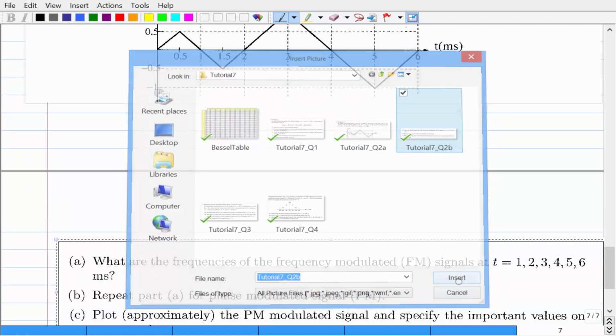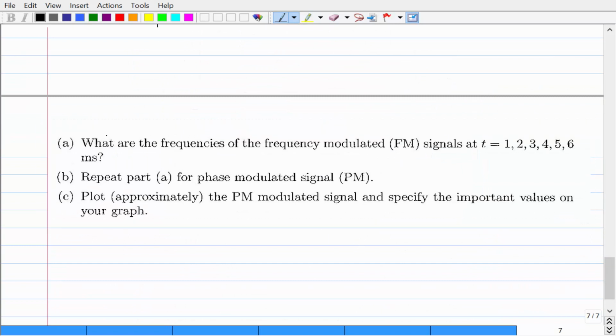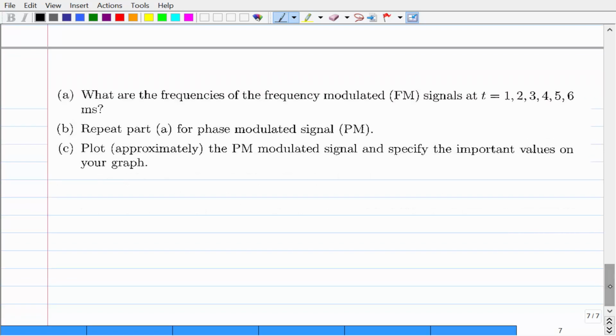This is the next part of the question. Actually, there's a little bit of work on that side. So A, what are the frequencies of the FM signal at 1, 2, 3, 4, 5, and 6 milliseconds? Repeat the same for the phase modulated signals, whatever the frequencies are, and then sketch what the phase modulated signal would look like. And I'll also do the frequency modulated signal just as a bonus. Okay? All right. So, A.